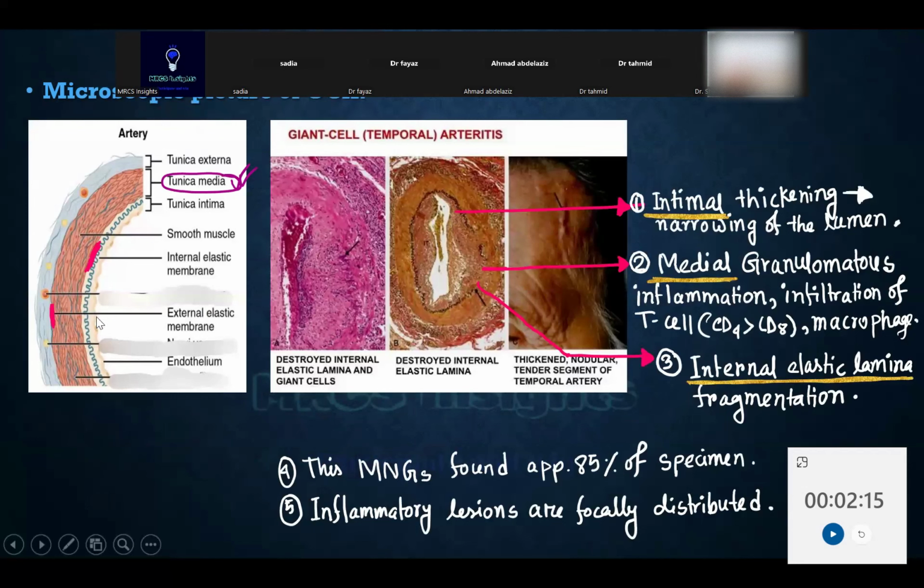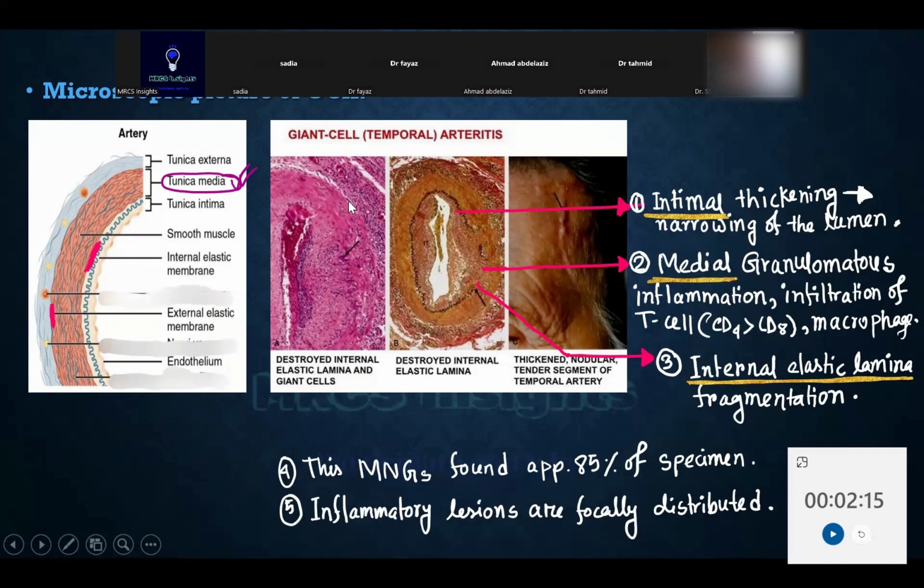Let's see. This is a normal artery. And we all know that the artery has three parts. In the periphery, it contains tunica externa. In the middle part, tunica media, which is more commonly involved in case of giant cell arteritis. And the internal portion is tunica intima. In between tunica intima and media, there is a layer called internal elastic lamina. And in between tunica externa and media, there is external elastic lamina. These 5 layers make up an arterial wall.